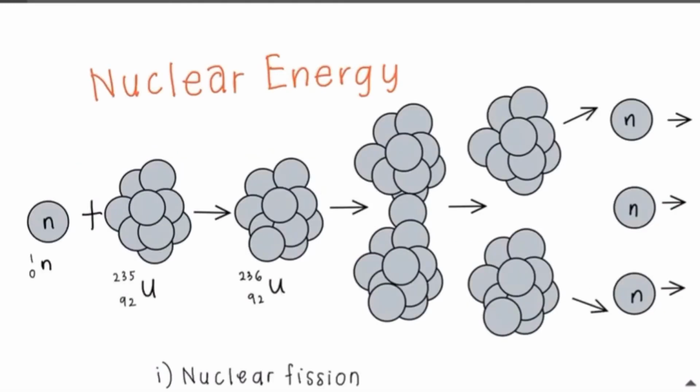Last but not least, we will look into nuclear energy. The first process is nuclear fission. Nuclear fission is a nuclear reaction in which a single large nucleus splits into 2 or more smaller nuclei. You can see here, this is the process of splitting up into smaller nuclei, which are more stable. The daughter nuclei are stable.